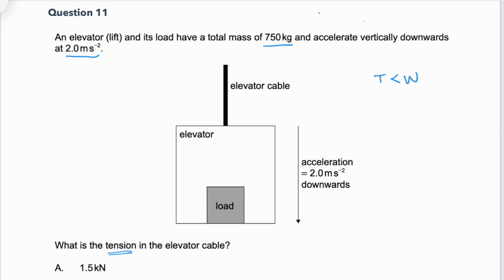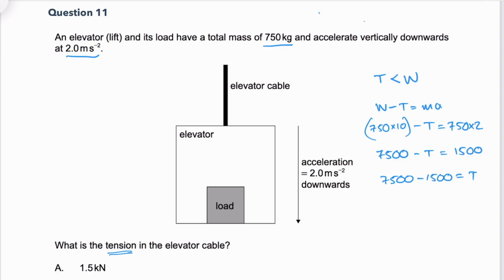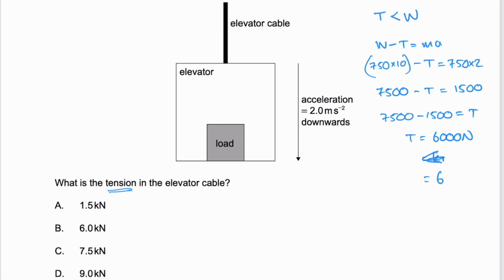the weight. All right, so that means that weight minus tension is equal to MA. Okay, so weight is equal to 750 times 10 minus T equals 750 times the acceleration. So we have 7,500 minus T equals 1,500. So 7,500, let's swap these two around, minus 1,500 equals T, so T equals 6,000 newtons, which is 6 kilonewtons.